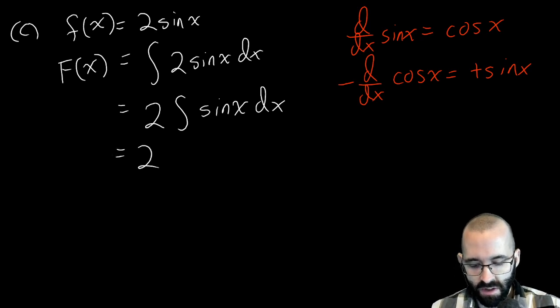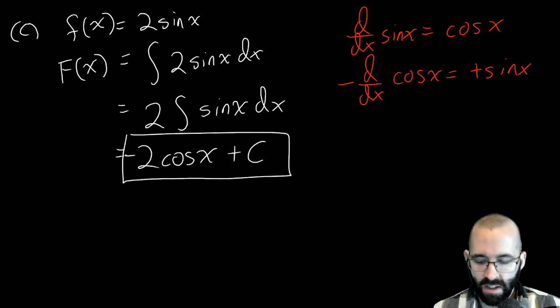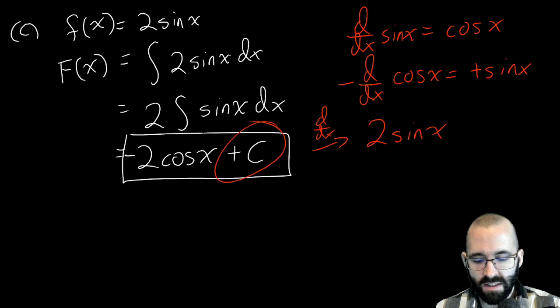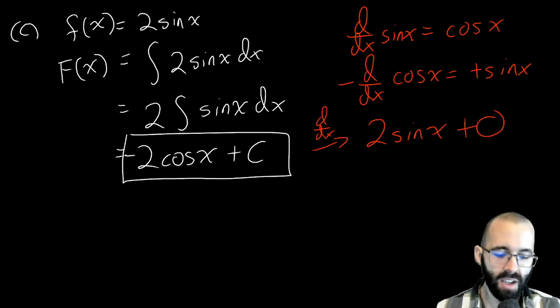We have 2 times negative cosine, and we can put the negative out in front. We can check our answers by taking the derivative. Negative 2 stays in front. The derivative of cosine is negative sine. Negative times a negative is positive, and we have sine of x. The derivative of a constant is 0. So yes, we get the same thing.